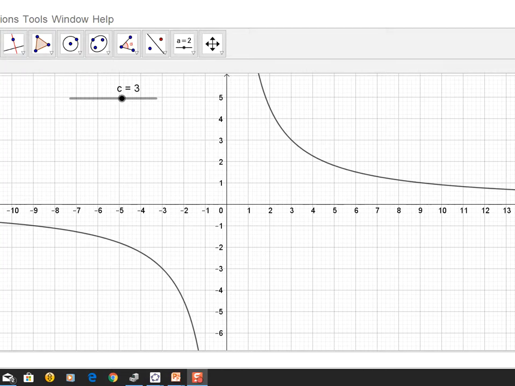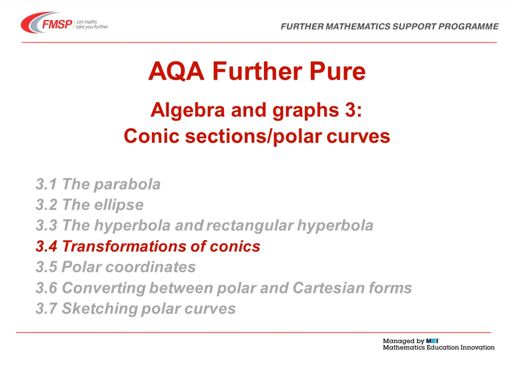Well, that concludes this video on the hyperbola and rectangular hyperbola. In the next video we'll be looking at transformations of conics.